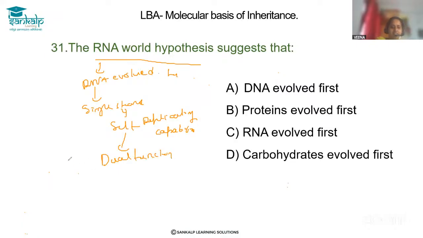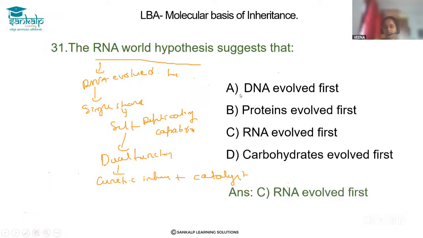dual function, as DNA is performing only one function, that is storing the genetic material, but RNA can also store the genetic information as well. It is also acting as a catalyst. So that's why according to the RNA world hypothesis, it suggests that RNA evolved first. So the correct answer is not DNA evolved first, not protein evolved first, not carbohydrate evolved first. According to the RNA hypothesis, RNA evolved first.